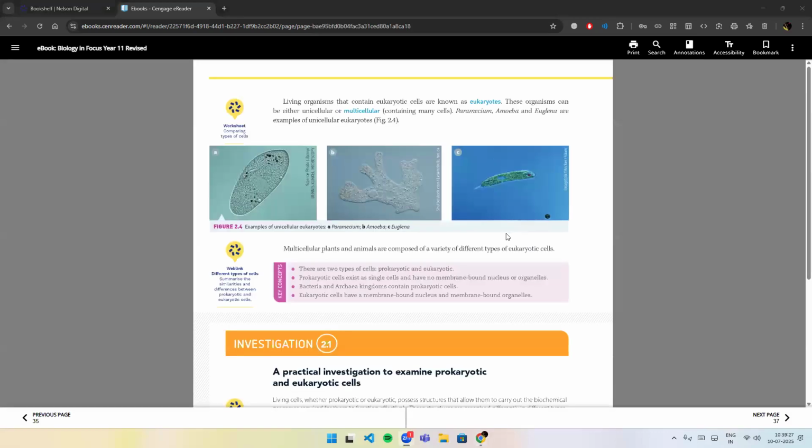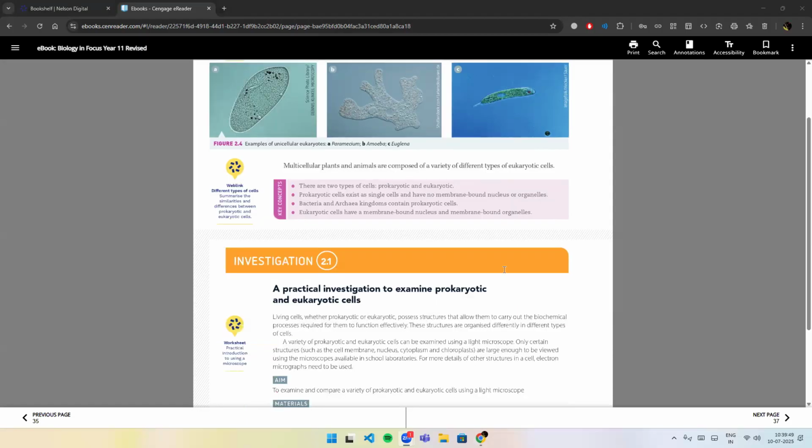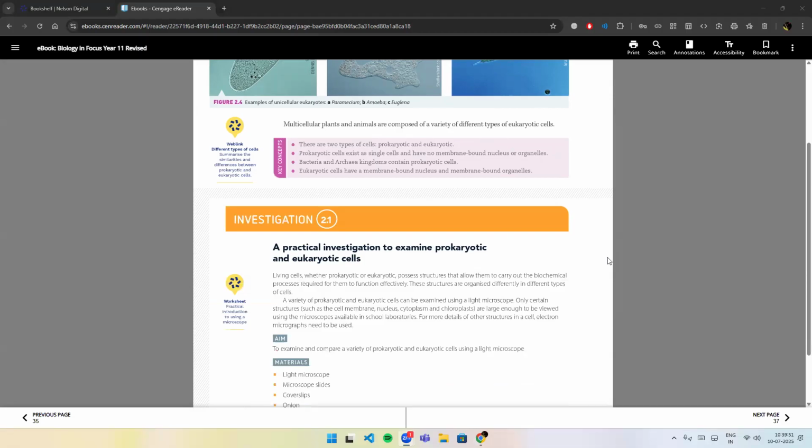Living organisms that contain eukaryotic cells are known as eukaryotes. These organisms can either be unicellular or multicellular. Paramecium, amoeba, and euglena are examples of unicellular eukaryotes. Multicellular plants and animals are composed of a variety of different types of eukaryotic cells. Key concepts. There are two types of cells, prokaryotic and eukaryotic.